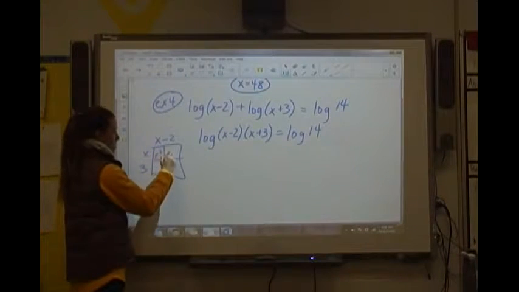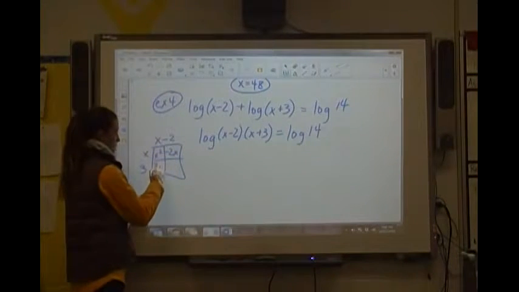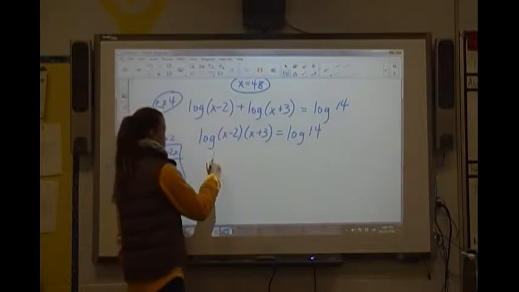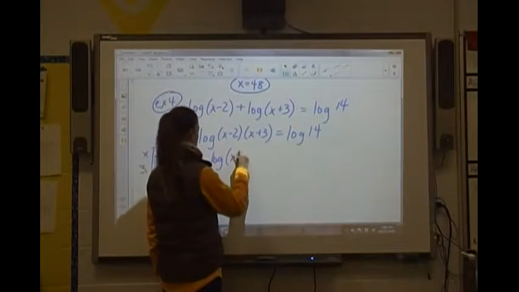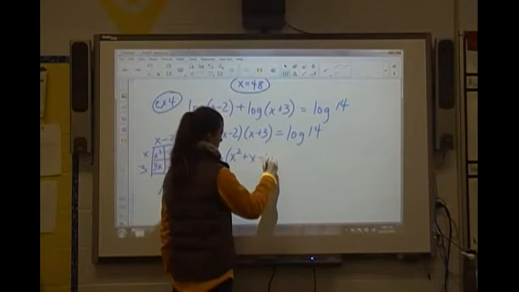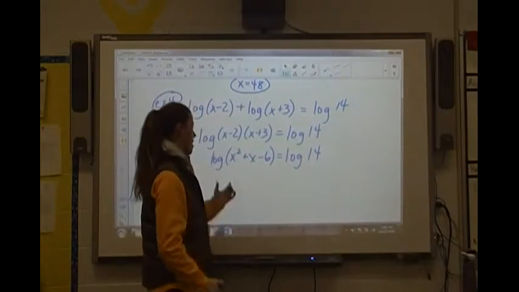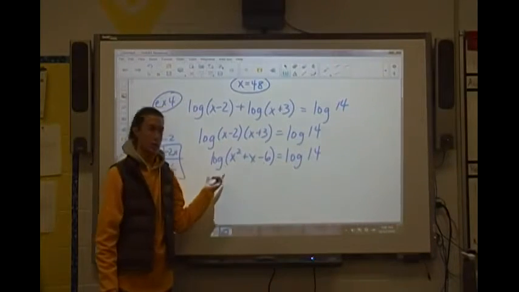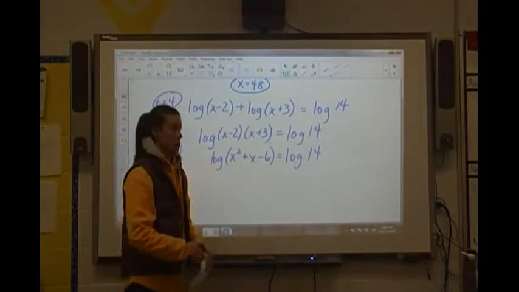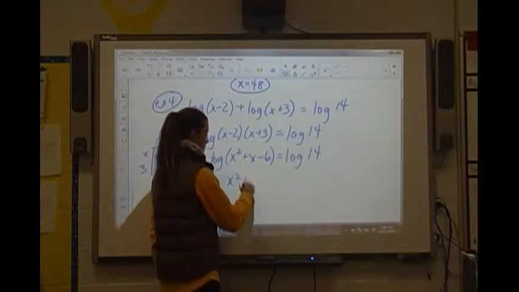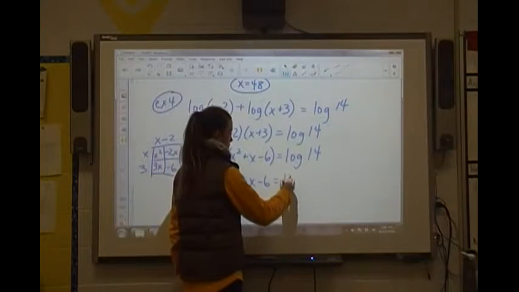So I have x squared minus 2x, positive 3x minus 6. So I have log of x squared plus x minus 6 is equal to log of 14. Now I have that one-to-one property in place. So I've got logs on both sides. So I have x squared plus x minus 6 is equal to 14.